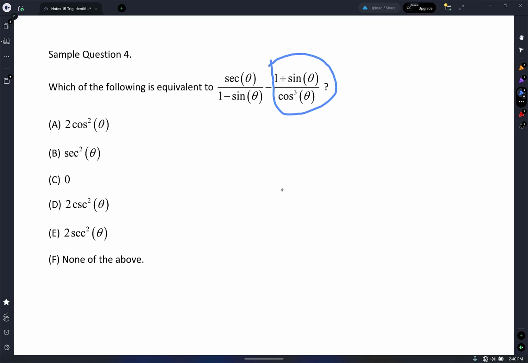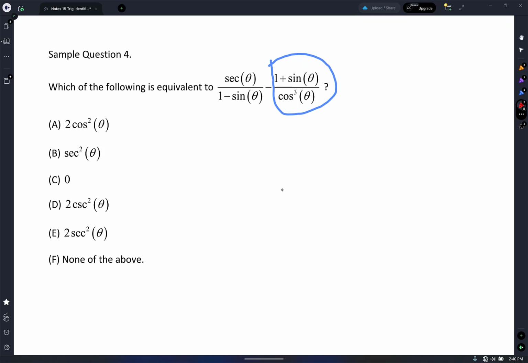Yeah, why am I focusing on that first? Because there's something that we haven't seen yet. What do you notice that we haven't seen yet? The cubed. We have no tools right now for anything cubed at the moment.